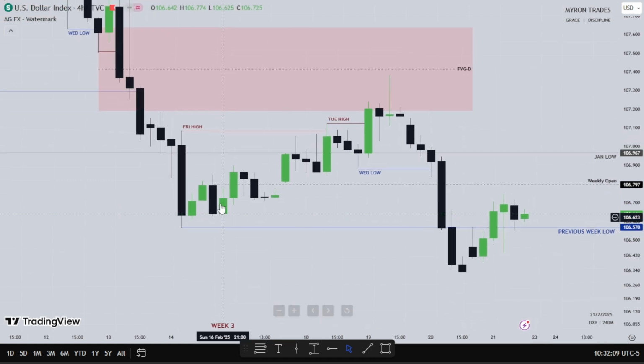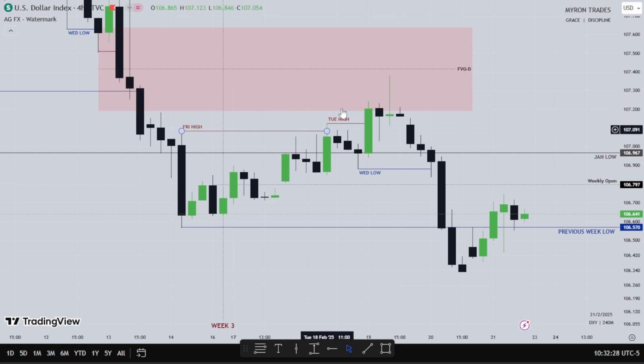So as you all can see, this is the third week of February. Yeah, so entering the 4th week of February, the last week of February. So this is the third week, and you can see the way the week opened. This is Sunday candle. This is Monday's price action. This is Tuesday, and this is Wednesday.